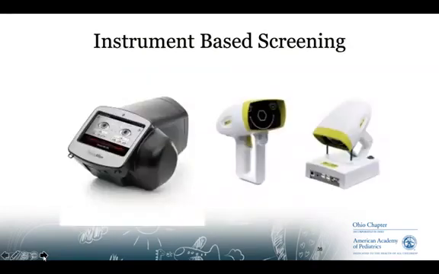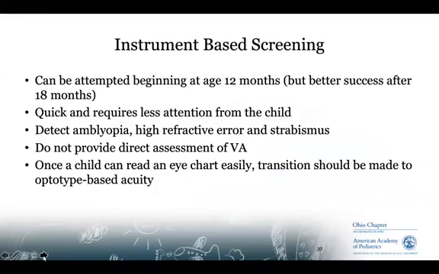I'm going to talk briefly about instrument-based screening and when it may be useful. Instrument-based screening can be attempted beginning at age 12 months, but many experts feel you get better success if you start at 18 months. It's quick and it requires less attention from the child. What disorders will it detect? Well, it can detect amblyopia, high refractive error, and strabismus. It does not provide direct assessment of visual acuity.